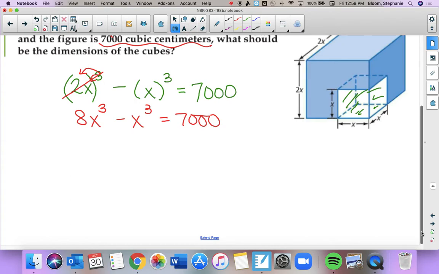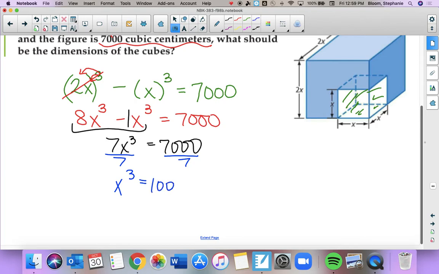What's 8x cubed minus x cubed, people? No? Thank you. What's happening here? We lost what we're doing here. Okay, combine like terms. 7x cubed, which means I can do what now? Correct. Divide by 7. So x cubed is equal to 1,000.